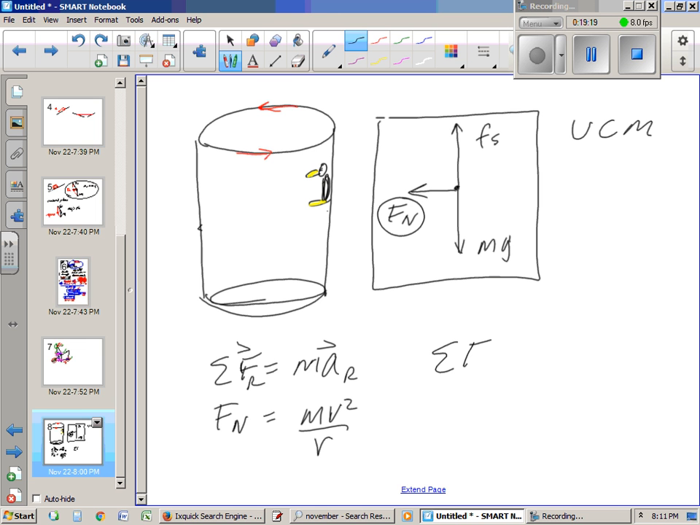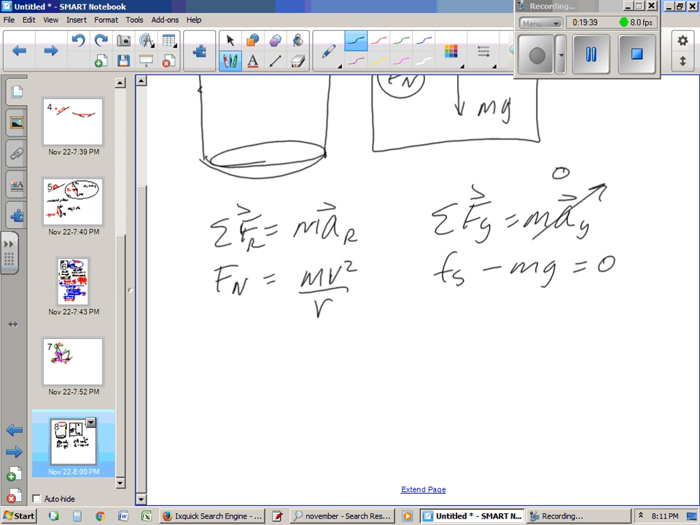The sum of the forces in the y direction would be N A in the y direction. And what do we have up? F static. What do we have down? Minus mg. And we know that there is no acceleration in the y direction, so this side will be 0. F static, as usual, is mu static Fn, minus mg equals 0.